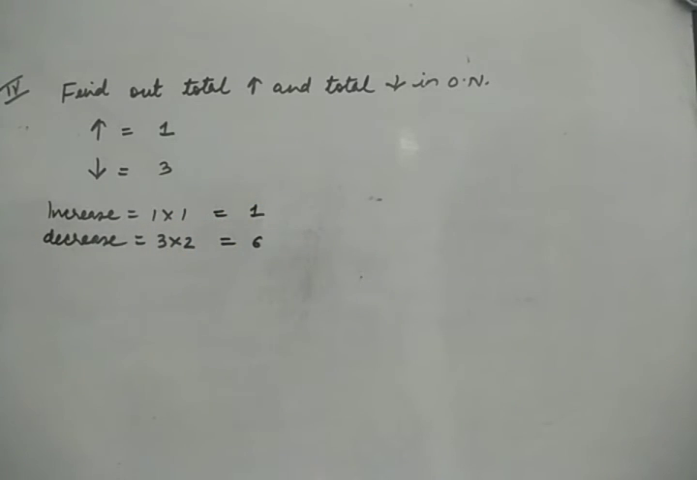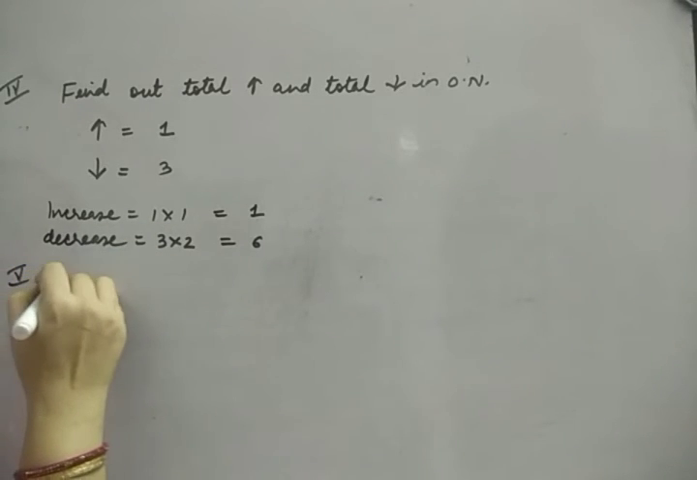Okay, so whenever the number of atoms are more than 1 on either side, we multiply by that number. It is quite possible that on both the sides two atoms are there. Suppose on left side also 2 atoms are there, on right side also 2 atoms are there, then also you have to multiply. Means when the number of atoms are more than 1, either on one side or on both the sides, you will multiply by that number. So increase is 1 and decrease is 6.